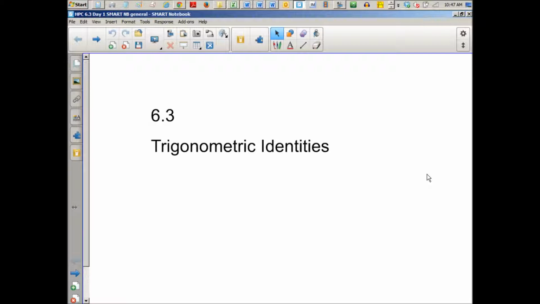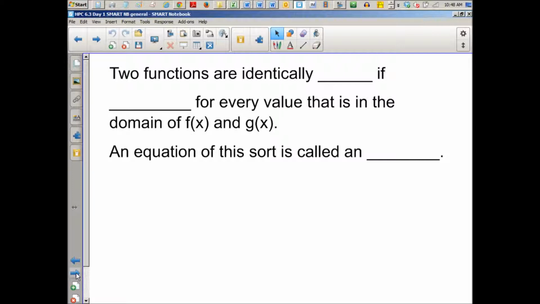So let's first talk about what an identity is, and then from there we'll talk about some of the theorems that you will use in your proofs. Okay? They're not called theorems now, they're called identities. But they're like the theorems. Okay, so first thing you need to know is that two functions are identically equal if they are equal for all x values in the domain of f of x and g of x. And an equation of this sort is called an identity.